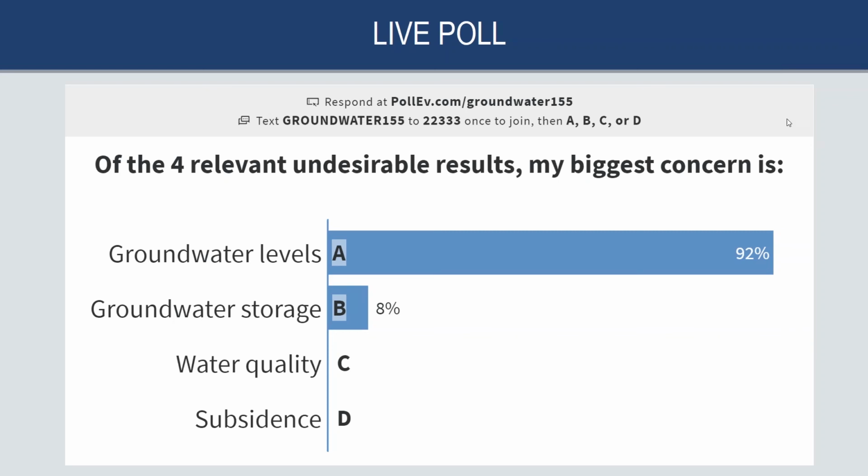Get it? All right. Thank you. I think that's consistent with our assessment of our main concerns in MAGSA, and not to say that water quality and subsidence are not, but again, we're going to monitor those very closely, but we're going to take very active, progressive steps towards correcting deficiencies in the groundwater levels and storage areas.